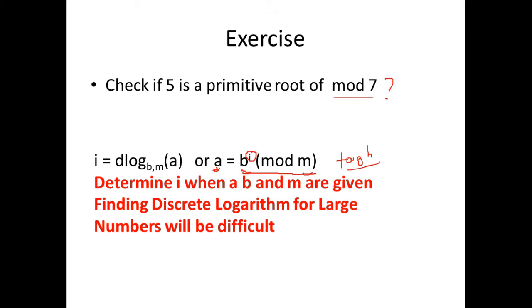It's very easy to compute this side when you know all b, I and m values. It's very easy to compute a, but the other way around, to compute I by knowing a, b and m for very large numbers is really difficult.